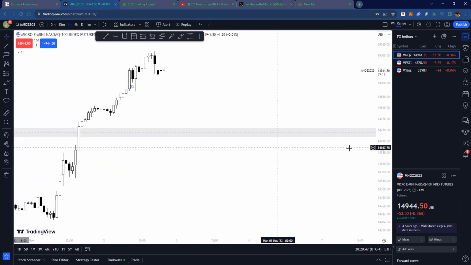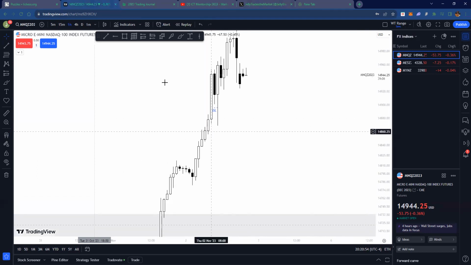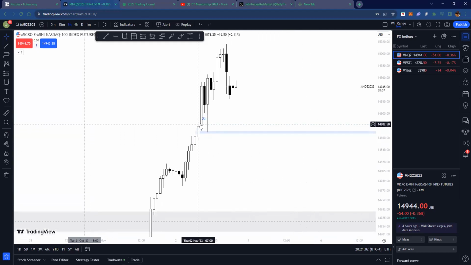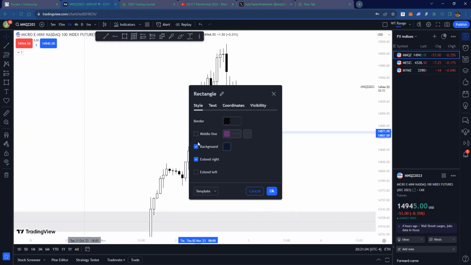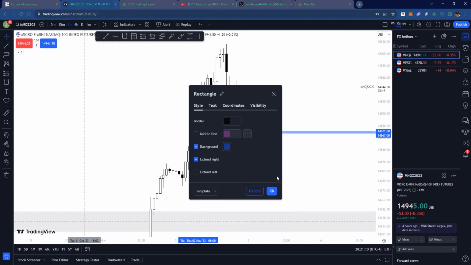If you check the 1 hour right here, we have this little mini imbalance that we dropped into. And why did I choose this imbalance? I'll show you guys right here. Extend this to the right, and change the background, just make it like this.